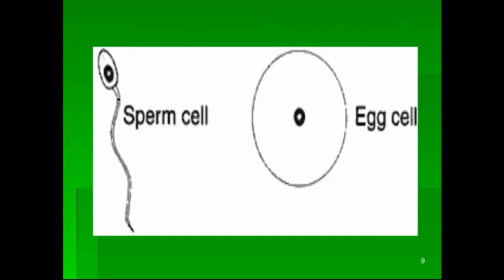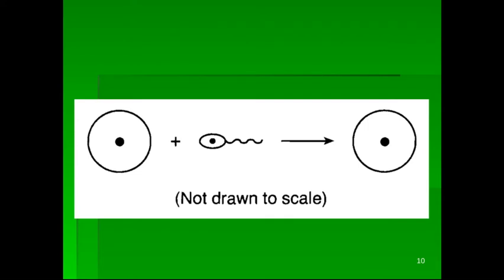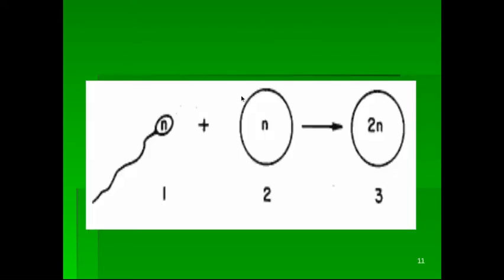So here's our gametes. We have our little sperm, and we have our big egg. These are not drawn to scale, but when our egg and our sperm come together, that's a process known as fertilization. Okay, this is fertilization. This arrow right here, when they combine, 2 haploid gametes combine to make a diploid cell, that's called fertilization. So we have a single N and a single N combining to make a 2N, a diploid cell.